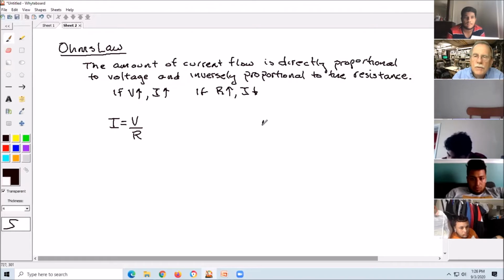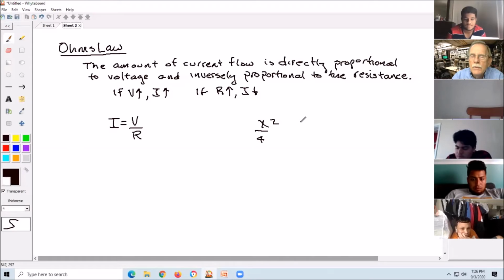If I have 1 over 4 and I change that to 2 over 4, what just happened to the value of the fraction? It got bigger. It got bigger, which means the top is directly proportional.